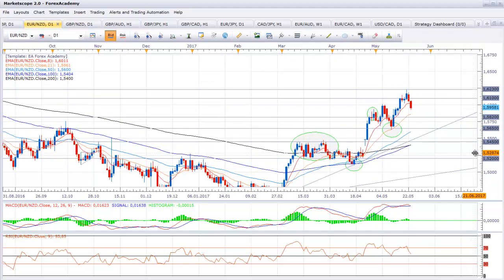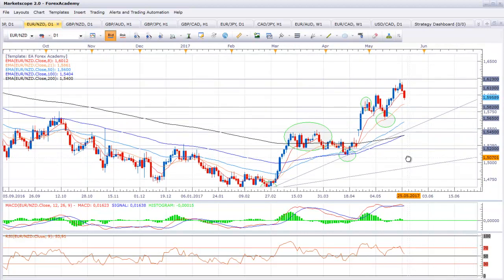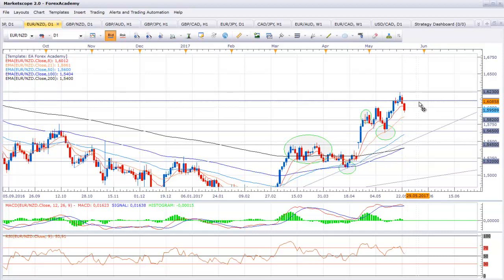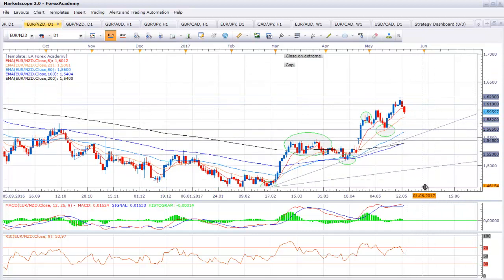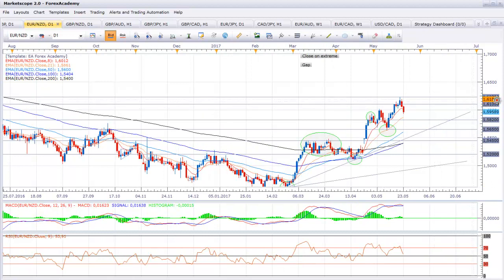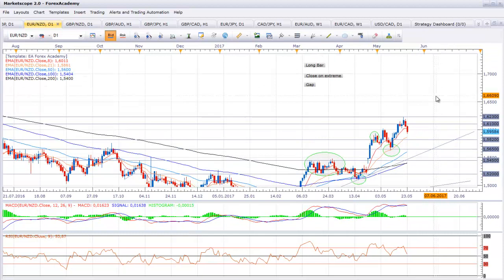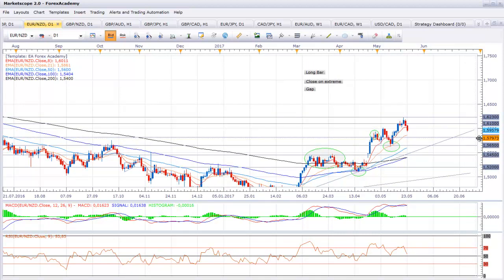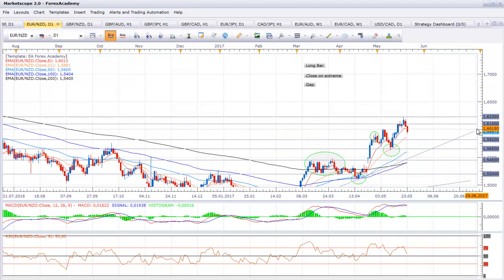So for example, if we have this next level, you can see how good the next resistance line that we drew at 162.30 has impact on the market. If we want to see it breaking, we want to have a long bar closing on extreme and to have a gap. Of course, the gap is not very often on the forex market.